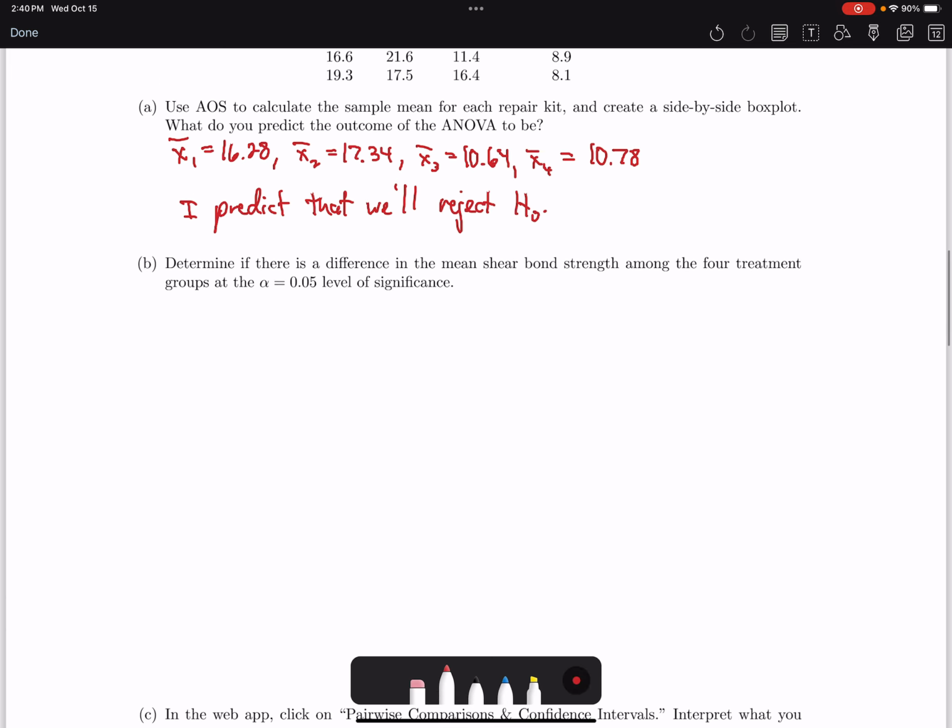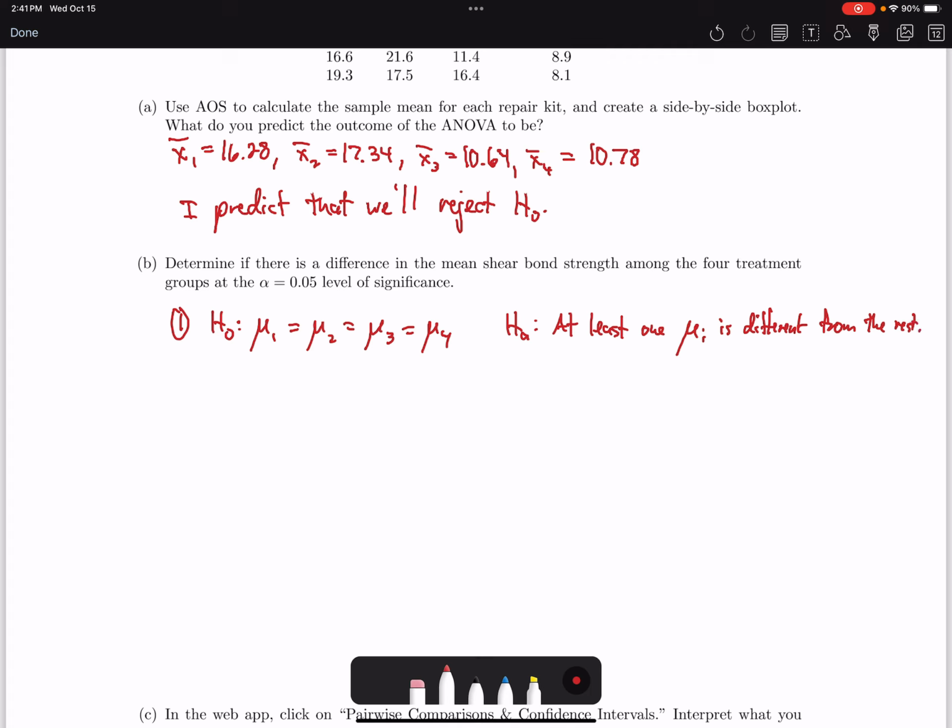Okay, so step 1, state the hypotheses. The null hypothesis is that actually there's no difference in any of these groups, right? They're all the same. The alternative is that at least one mean is different than the others. Okay, step 2 is to calculate the sample means, which we've actually already done in part A, so I'm just going to draw an arrow to it so I don't have to rewrite that step. And then step 3 is to compute the p-value.